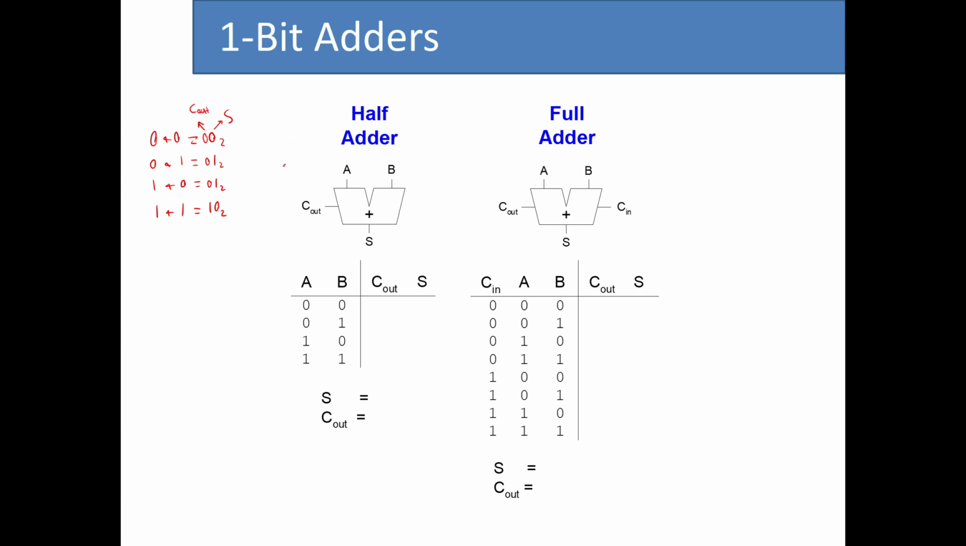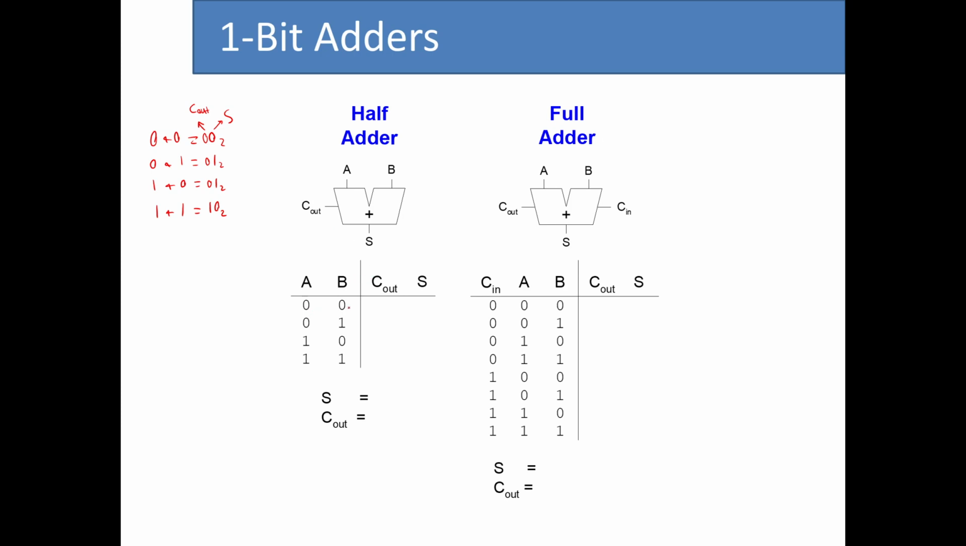So as you can see, the carry out is 0 for 3 out of the 4 cases, and it is only 1 when we add 1 plus 1. So let's just fill out the truth table that we have for this half adder unit. And I will explain more why we call this half adder.